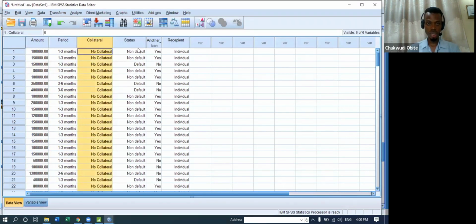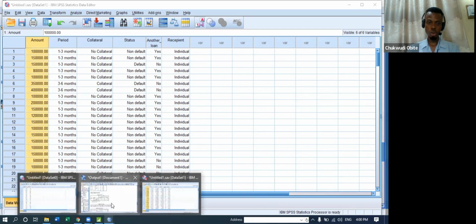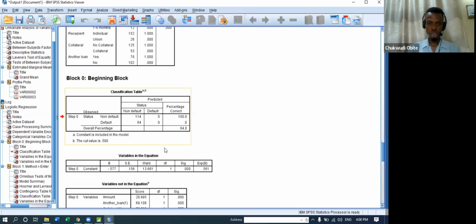Amount, period, collateral, another loan recipient. We are using all this to model if the person will default in repaying the loan. So when the model doesn't have all these variables, it only has the intercept or constant. This will be the result. That means the accuracy will be what? 64. So what do we use this to know?